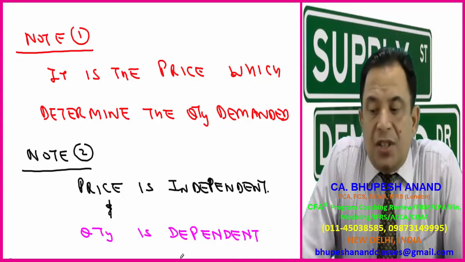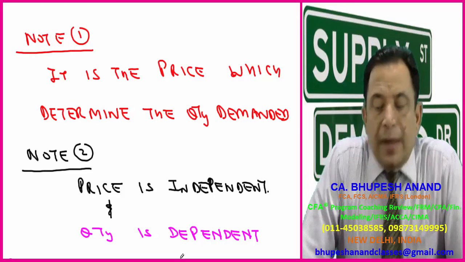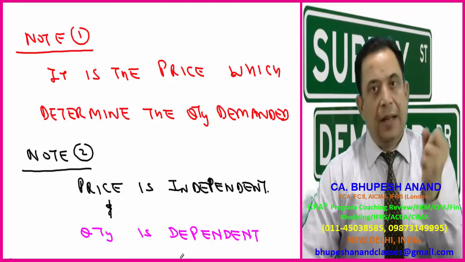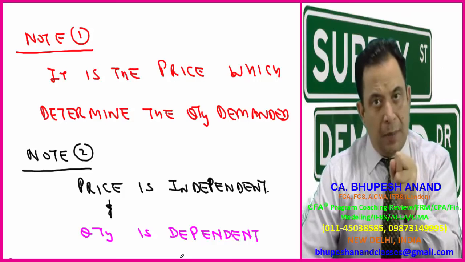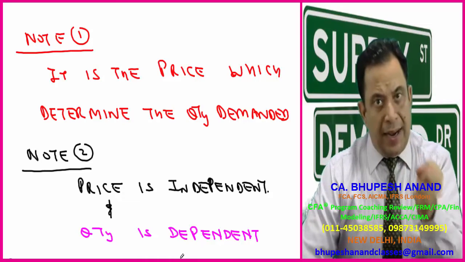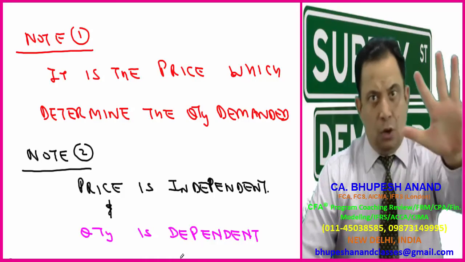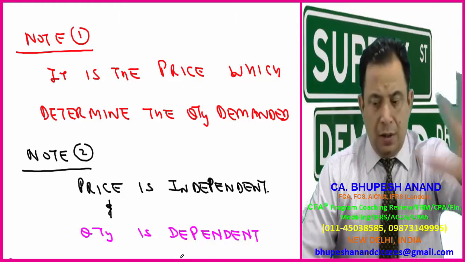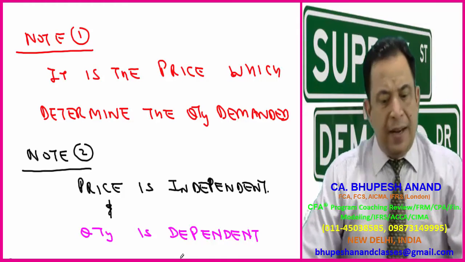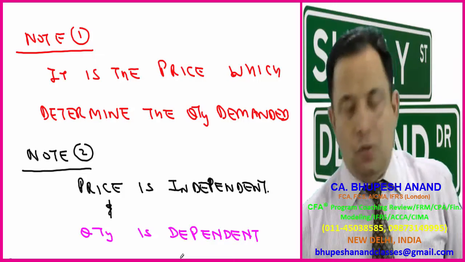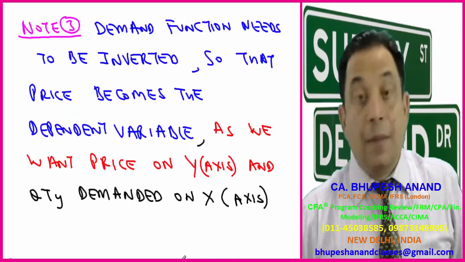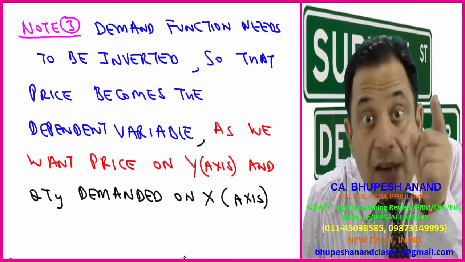It is price which determines the quantity demanded. It means price is independent and quantity demanded is dependent. That we know. This is the demand function. Note 2: price is independent and quantity is dependent. Again, we know that. Note 3: but now the real story starts from here.